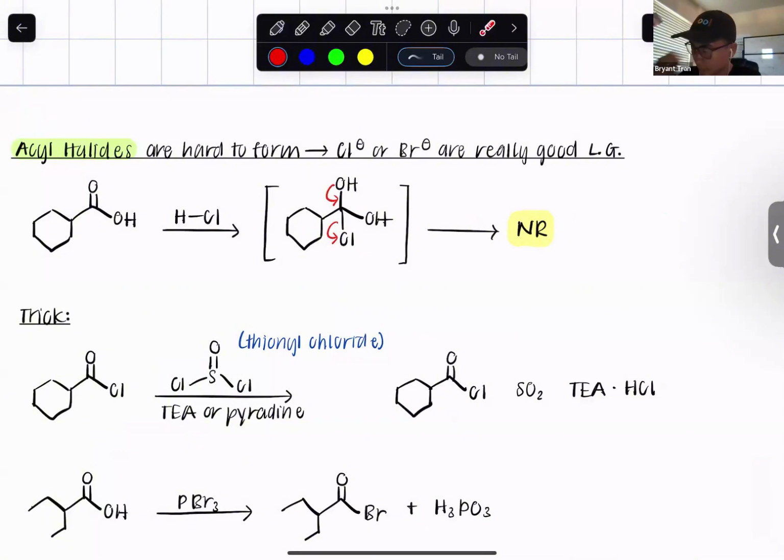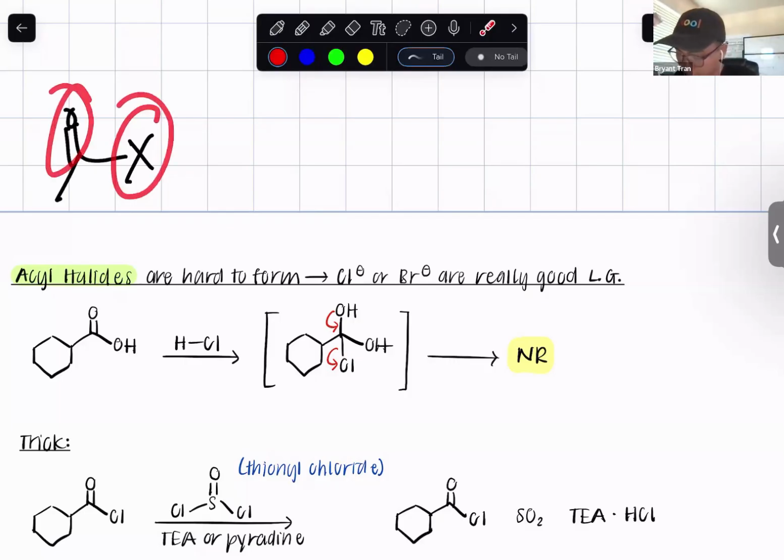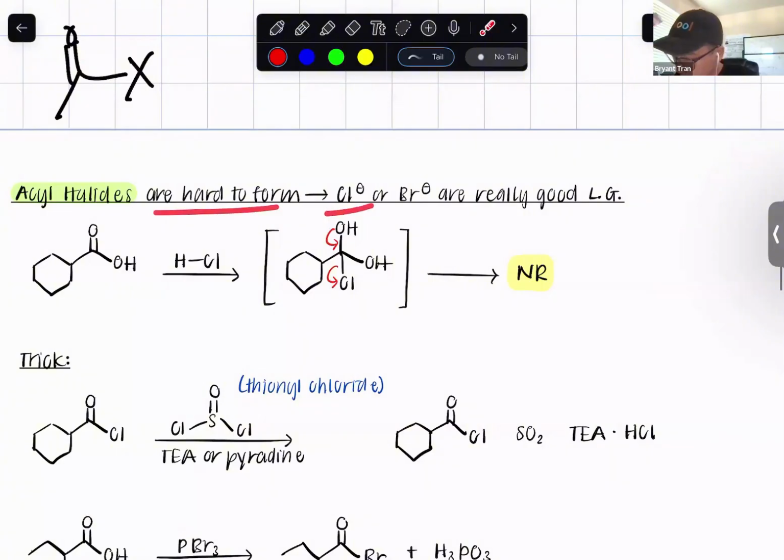So now we're going to talk about how to form the carboxylic acid derivatives. The first carboxylic acid derivative that we're going to talk about is an acyl halide, right? Where we have a halogen, like chlorine or bromine, next to the carbonyl right there. And they're hard to form because chlorine and bromine are very good leaving groups.